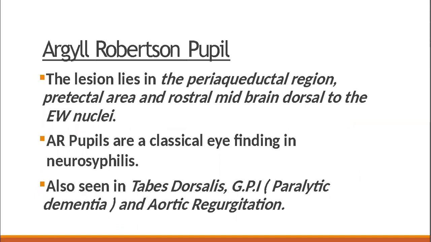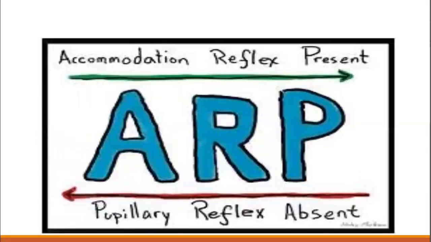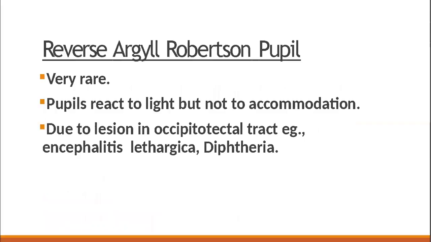And the lesion arises in the brain, in the periaqueductal region, pretectal area, and dorsal part of the brainstem basically. This was a classical eye finding in neurosyphilis, okay, and other conditions like aortic regurgitation. So always remember, accommodation reflex preserved and pupillary reflex absent. ARP means accommodation reflex present, and PRA means pupillary reflex absent.